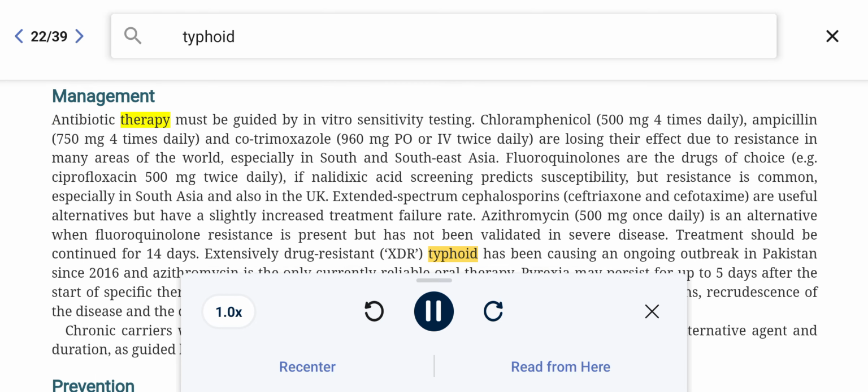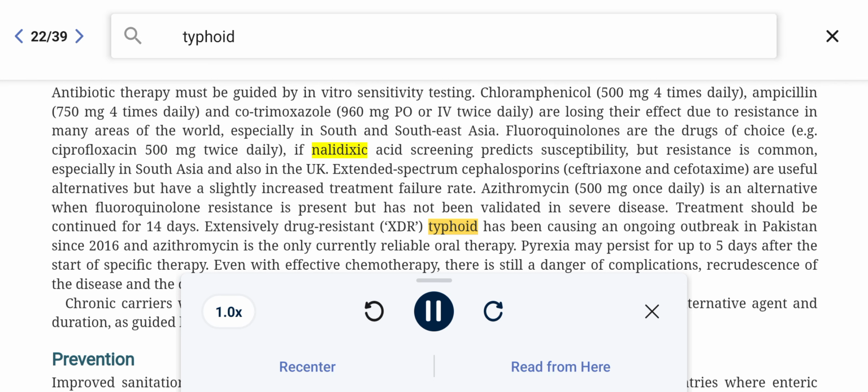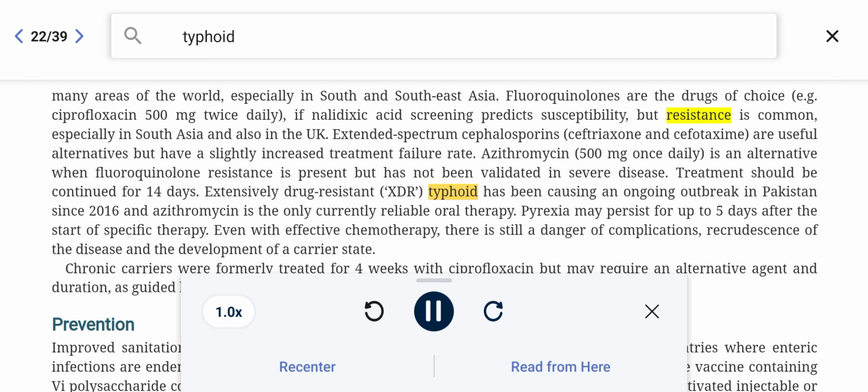Management. Antibiotic therapy must be guided by in vitro sensitivity testing. Chloramphenicol 500 mg 4 times daily, ampicillin 750 mg 4 times daily, and cotrimoxazole 960 mg PO or IV twice daily, are losing their effect due to resistance in many areas of the world, especially in South and Southeast Asia. Fluoroquinolones are the drugs of choice, e.g. ciprofloxacin 500 mg twice daily, if nalidixic acid screening predicts susceptibility, but resistance is common, especially in South Asia and also in the UK. Extended-spectrum cephalosporins, ceftriaxone and cefotaxime, are useful alternatives but have a slightly increased treatment failure rate.